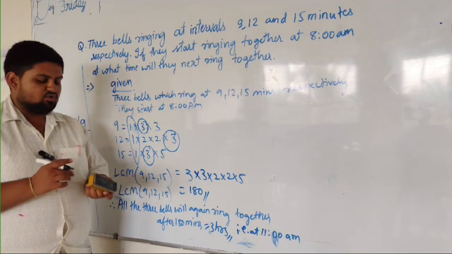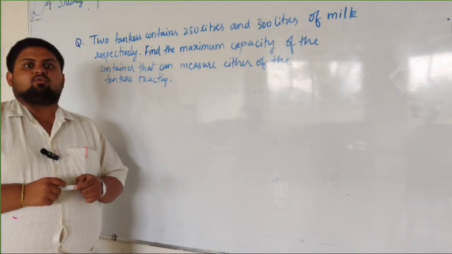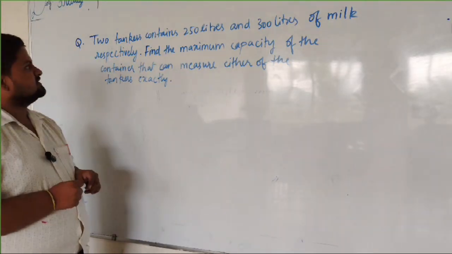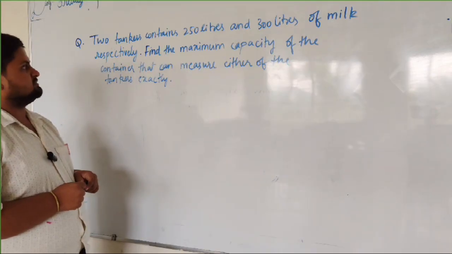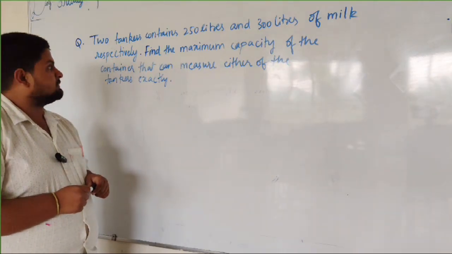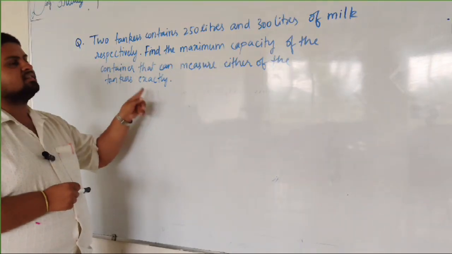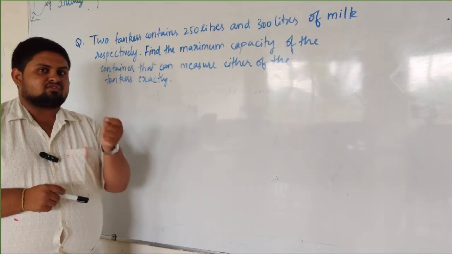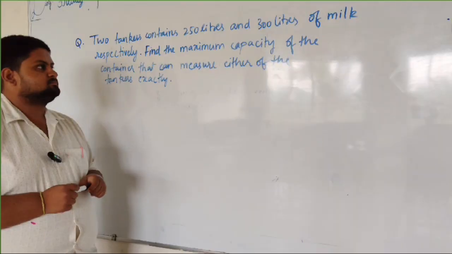Let us look at one more similar kind of question. The question says 2 tankers contain 250 liters and 300 liters of milk respectively. Find the maximum capacity of the container that can measure either of the tankers exactly. So pause the video and try to understand the question. Take a minute to understand the question.